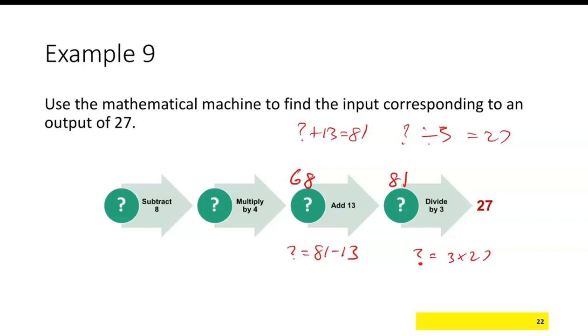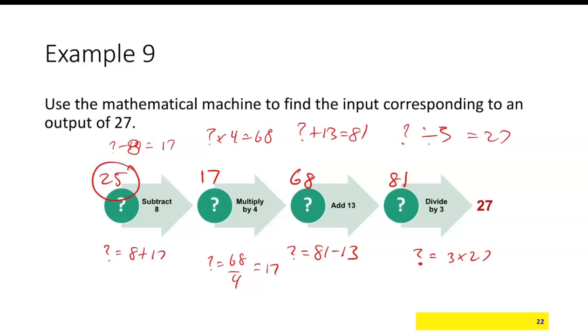All right, and then from there, multiply by 4. So something times 4 is 68. Well, that means that something's got to be 68 divided by 4, which would be 17. So this number here is 17. And then before that, I had my question mark minus 8 is 17. That means my original amount had to have been 8 plus 17. So 25.